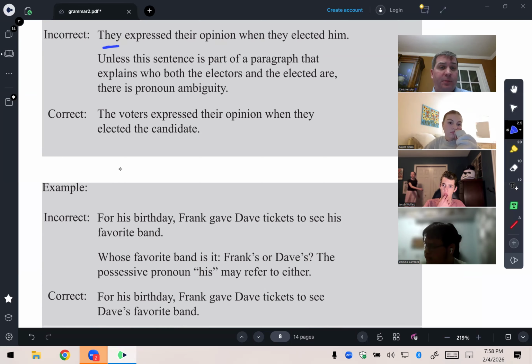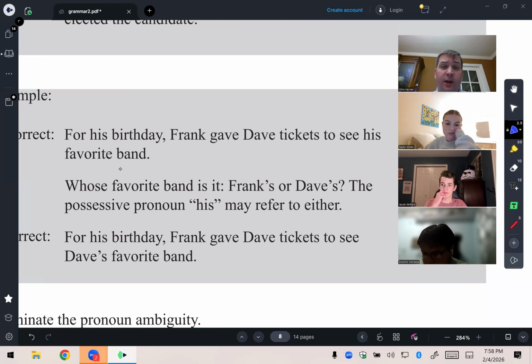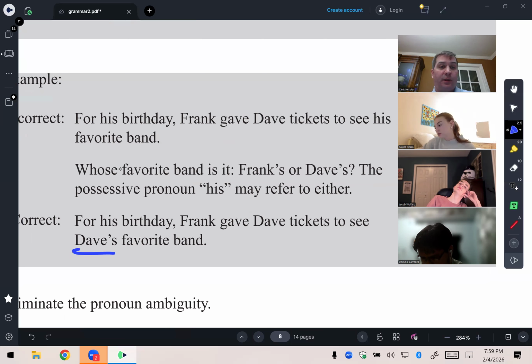A lot of the time it's just because we have too many he's or she's in the same sentence. Something like this. For his birthday, Frank gave Dave tickets to see his favorite band. Can I tell who likes this band? Is it Frank's favorite band? Is it Dave's favorite band? The way to fix it is just to put the antecedent back in. For his birthday, Frank gave Dave tickets to see Dave's favorite band. Now I know it's his favorite band and not Frank's.